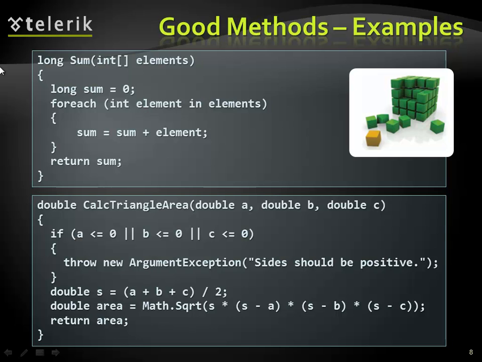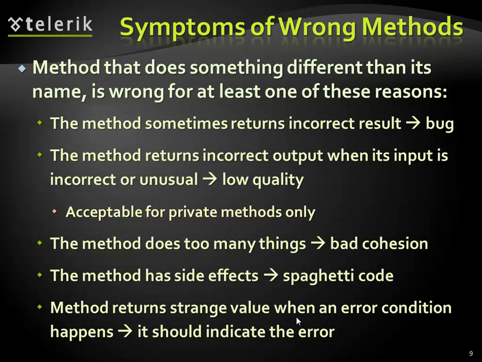So here we have a method of sum that will summarize an array of integers just by following a simple loop, putting the sum in a long variable and returning it in the end. Here we have another example, calculate triangle area. First of all, we are checking our variables to have valid values, because we cannot have lengths of a triangle which are smaller than 0, and we're calculating in quite a simple mathematical arithmetic way again.